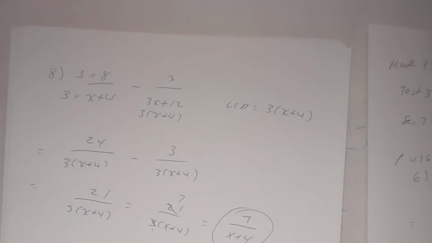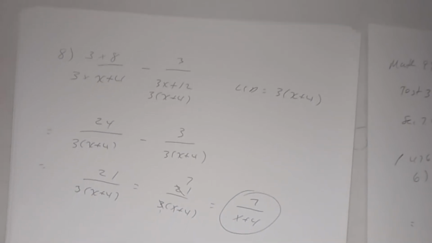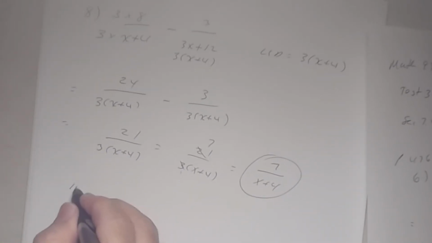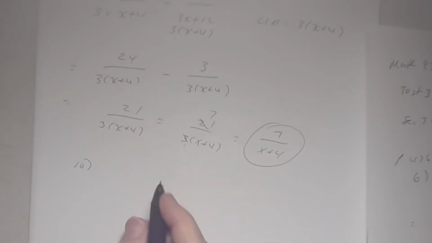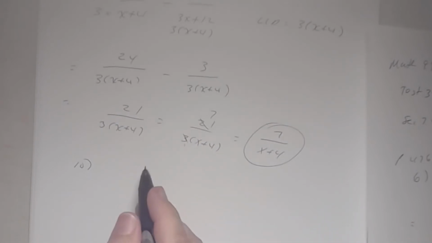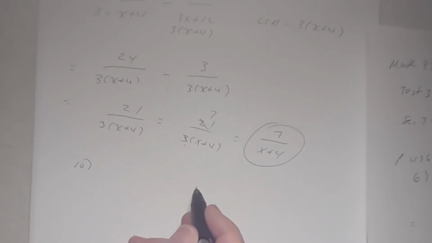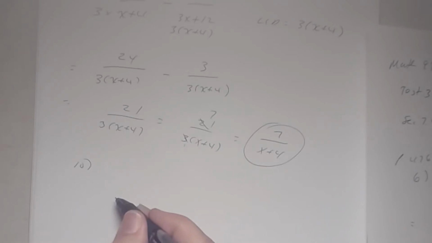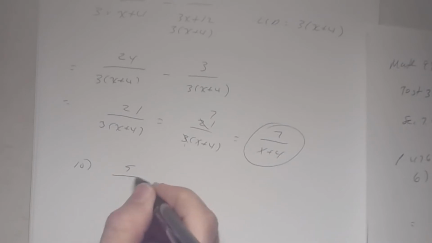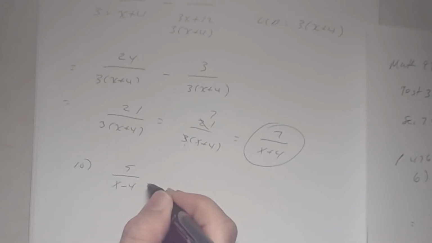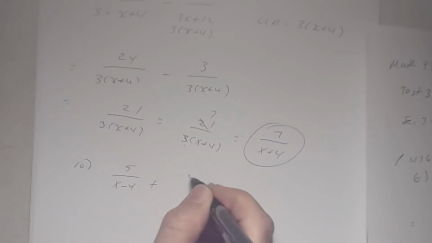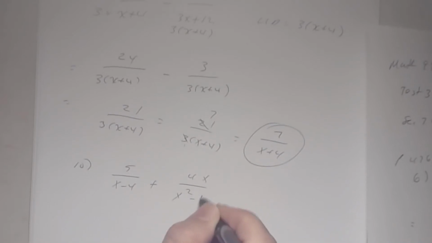All right, so that's number 8. Number 10. Remember, knowing 7-3 will get you through this section. 5 divided by x minus 4 plus 4x divided by x squared minus 16.